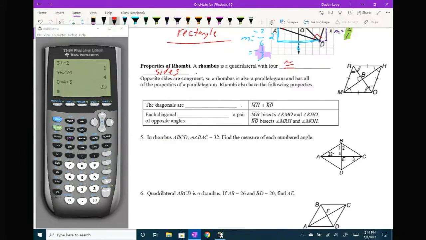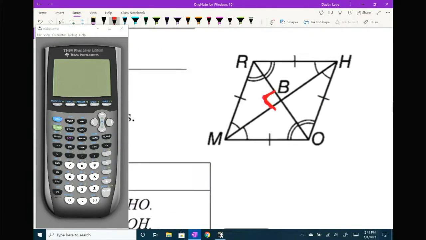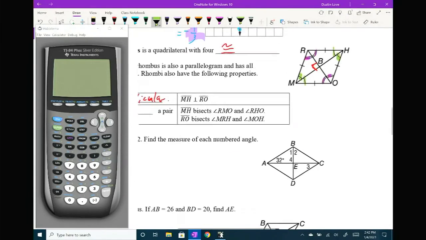Now, we've got 2 additional properties beyond a parallelogram, and that is that diagonals are perpendicular. That's why I've got my right angle right here. Okay, they hit at a right angle, forming 4 right triangles inside of the rhombus. Also, each diagonal will bisect a pair of opposite angles. Now, that's why over here, notice that these two both have two arcs in it, and these two have two arcs in it. It's because all four of those angles are going to be congruent because RO bisects angle MRH. And the same idea that these four angles are congruent to each other here. Okay.